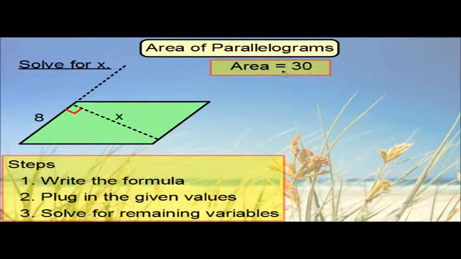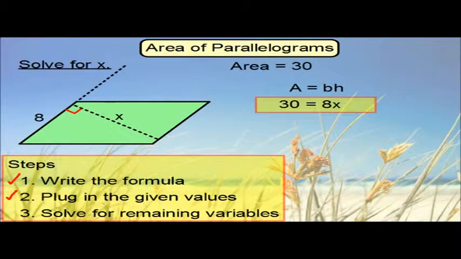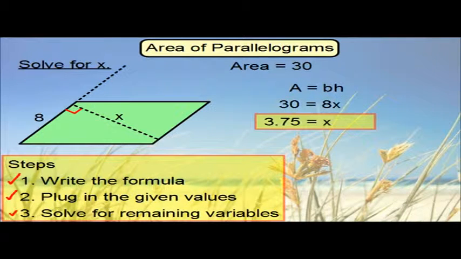We already have our area. So let's go ahead and do this again. There's our formula. Those are the values to plug in. A is 30 because we've already solved it. The base is 8 and the height is x. And then we just go ahead and solve by dividing 8. So that's our answer.